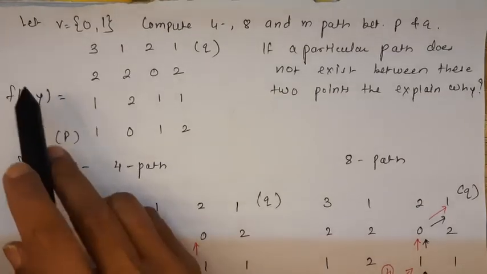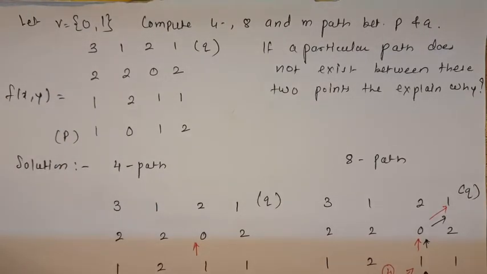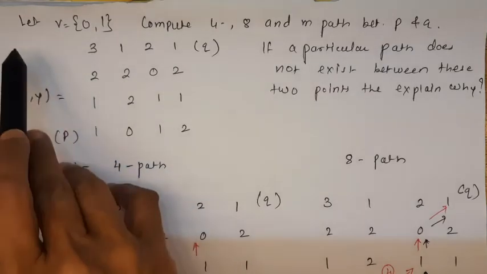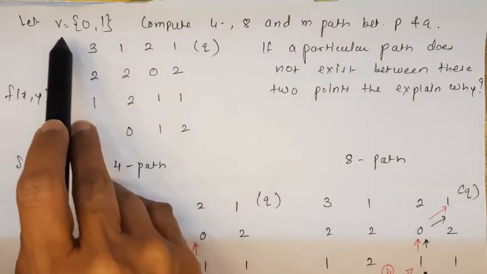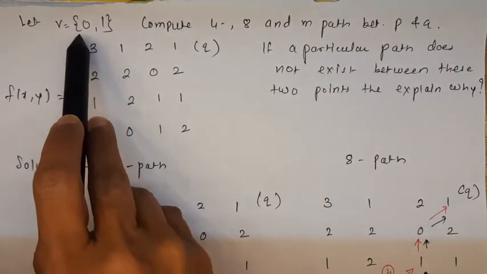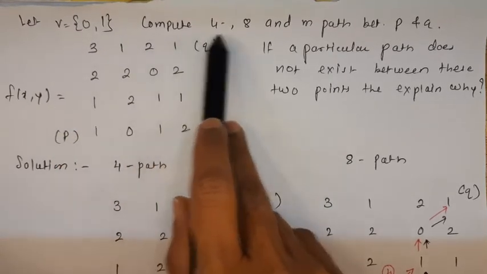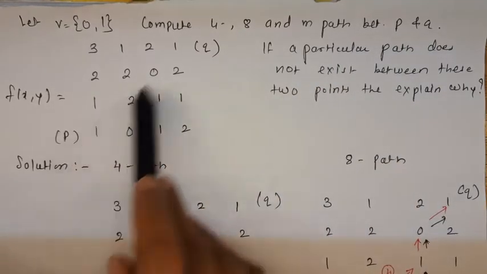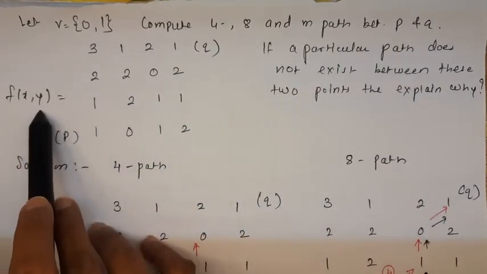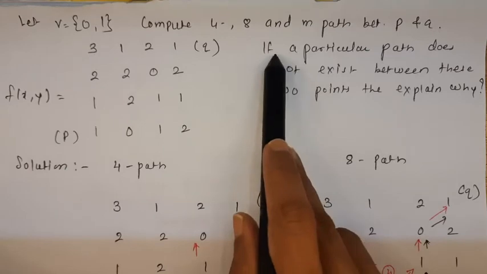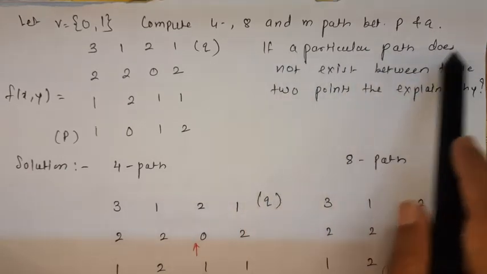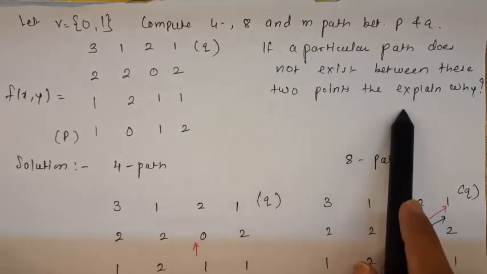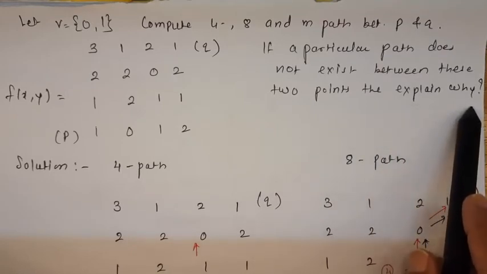Okay, now we'll solve one problem based on 4, 8 and M path connectivity. Here the problem is given. The set V has elements 0 and 1, and we compute the 4, 8 and M path between P and Q. P and Q are given in this 4 by 4 image matrix. It is also mentioned that if a particular path does not exist between these 2 points, we have to give the explanation why it is so.